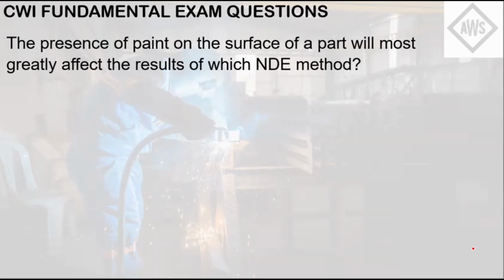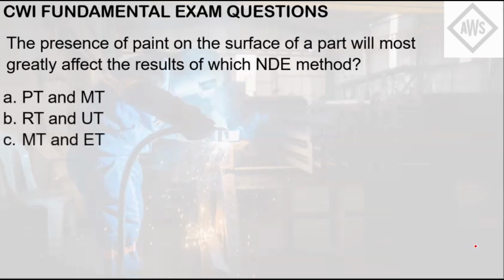The presence of paint on the surface of a part will most greatly affect the results of which NDE method? Letter A, PT and MT. Letter B, RT and UT. Letter C, MT and ET. Letter D, UT and ET. Letter E, ET and VT.